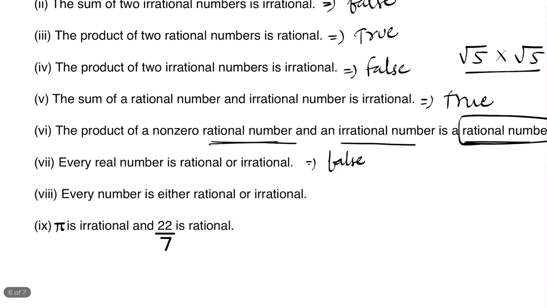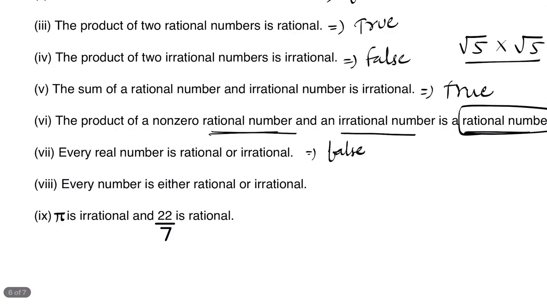Now, every number is either rational or irrational. So this is true. The real number is only of two types. It may be rational or irrational.